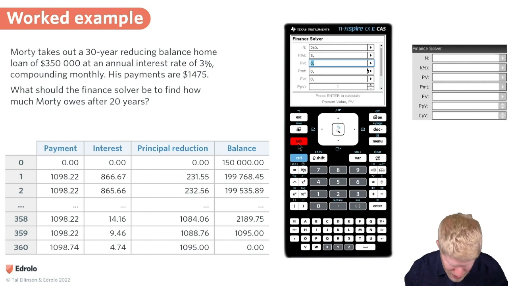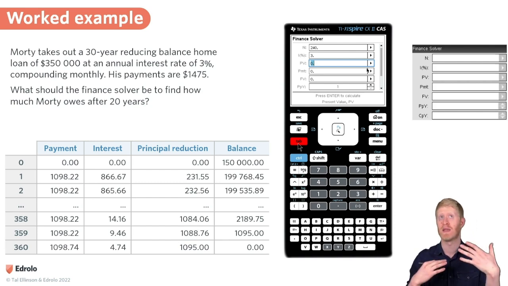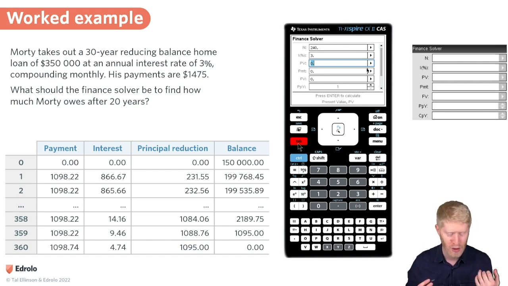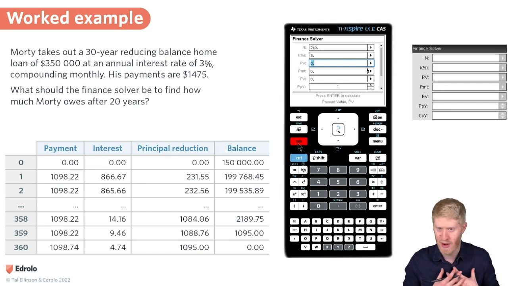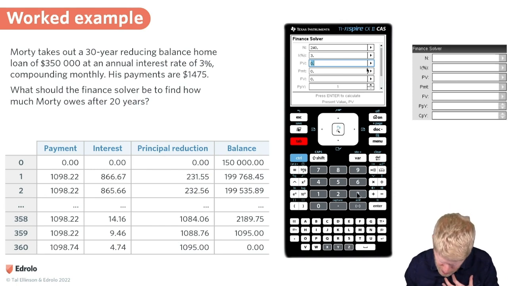All right, PV, that's the present value. That's like what happens at the beginning. Morty is taking out a loan of $350,000. So it's $350,000 as the number. We ask ourselves, will it be positive or negative? These are the questions we're going to ask ourselves every time, and they'll change depending on the financial product. If Morty is taking out the loan, he is receiving this $350K to buy the house. So it's a positive 350,000.